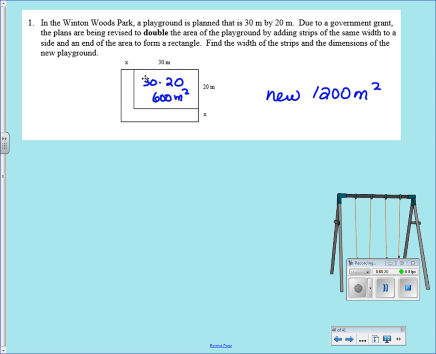So what would be the width of my new playground? So 20 plus x, so that's my new width. Remember, length times width. And then what would be my new length? So 30 plus x. And what should my new length times width equal? 1200. Okay, everybody with me so far? Okay, so now when we're looking at this, what do we know that we could do? What could we do with that?